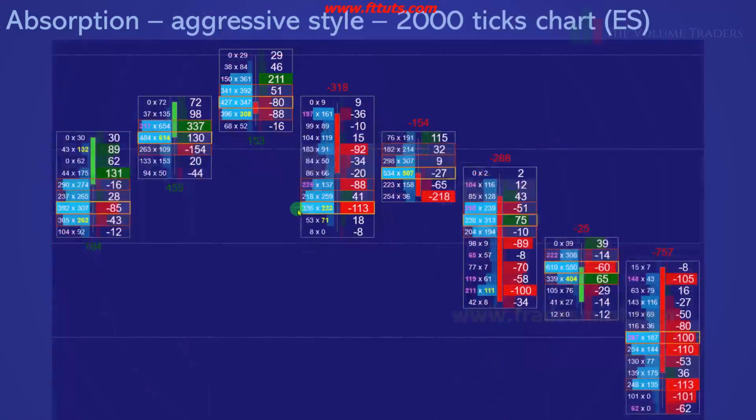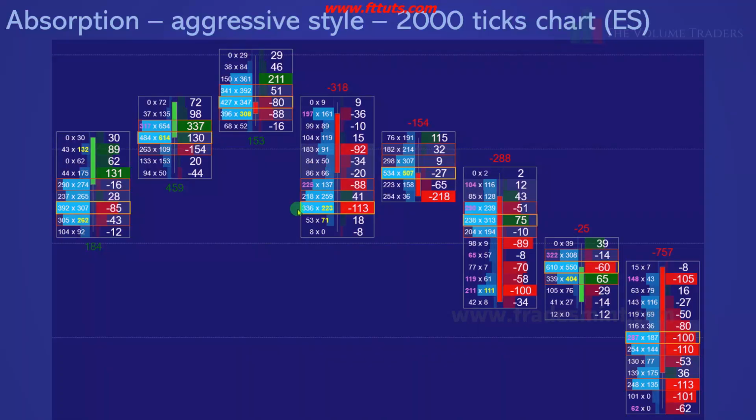Good. Then it's time for a very, very aggressive style on the 2000 ticks chart. I use it only on ES. If you put 2000 ticks on the GU, you will wait hours for one candle. And on ES, on the 2000 tick chart, you can sometimes see, in a very volatile session, one candle form in 8 seconds or 10. Yes, this is very fast moving.